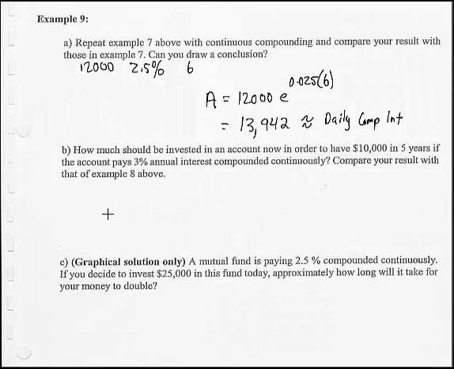Alright, B, how much should be invested in an account now in order to have $10,000 in 5 years with compounded continuous interest? Compare the result from example 8 above. Let's see, A equals P e to the RT. So now we have our amount that we want. We don't know the principal. The rate is 3%, so for R I have 0.03, and I multiply by 5 years.